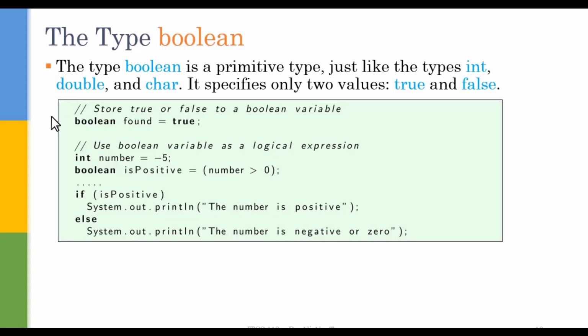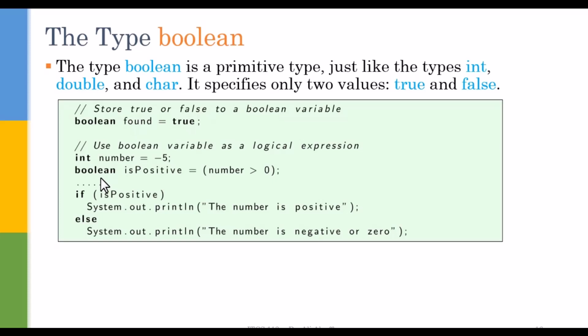Here are some examples of using boolean variables. You can put constants inside them. True is a constant, like when you say integer x equal to 3, where 3 is an integer. If you write boolean found, the name of the variable is found and the initial value is true. So you store true or false in a boolean variable.